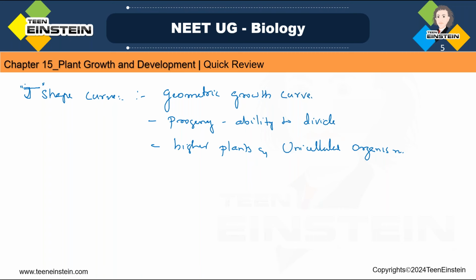The J-shaped curve is called the geometric growth curve, and the progeny will have the ability to divide, and it will redivide. It will show that ability to divide and continue the life, right? So higher plants and unicellular organisms show this J-shaped curve.